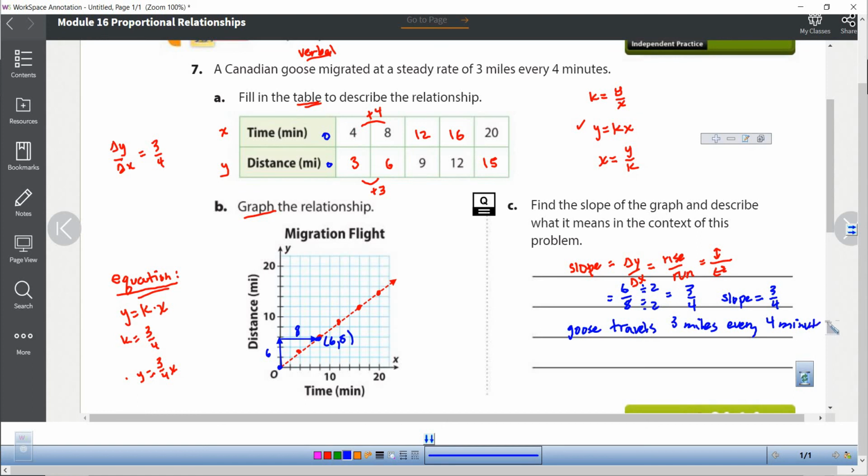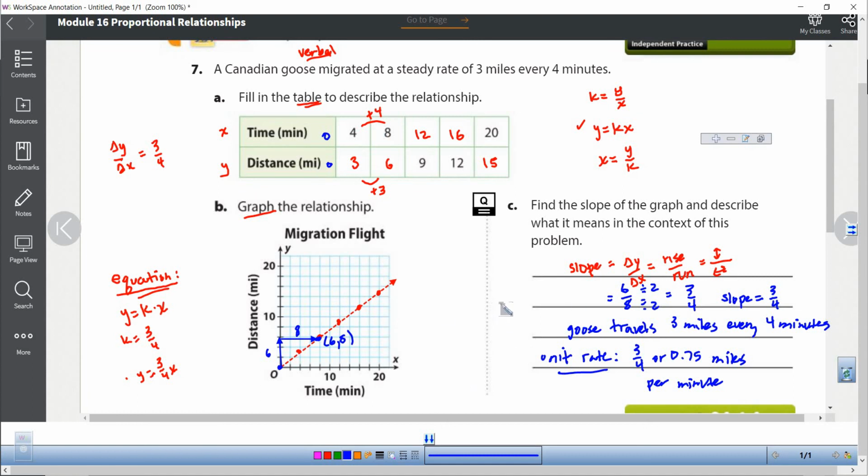Now, what we're going to be talking about next is the unit rate. And remember, in the unit rate, you want that second one to be 1. So if I were to do 3 divided by 4, I get 3/4 or, excuse me, 0.75 miles per minute. So that slope gives you the unit rate.